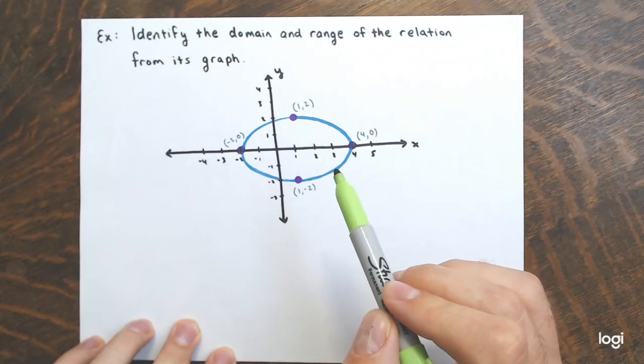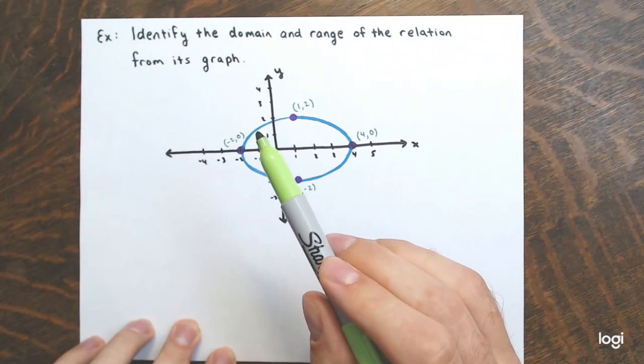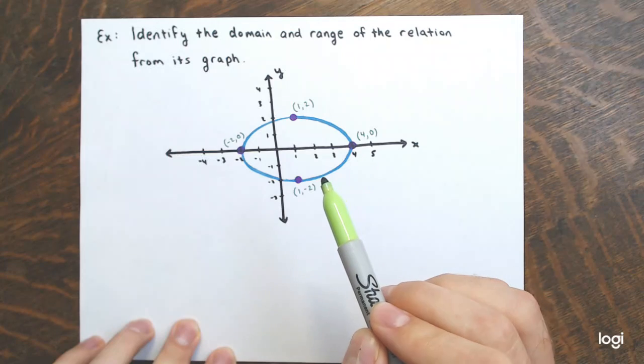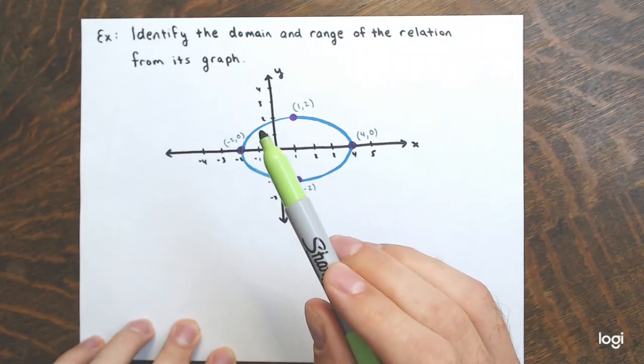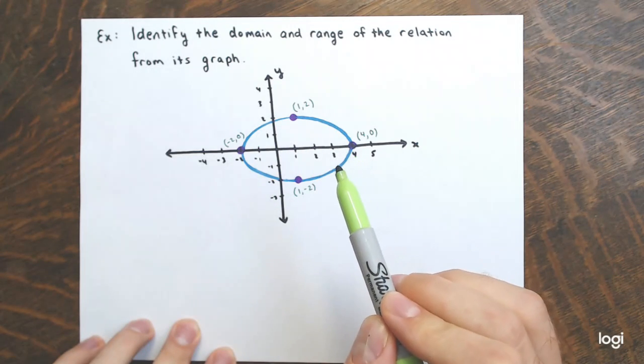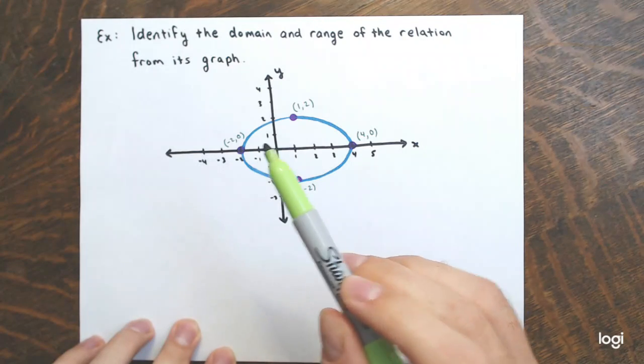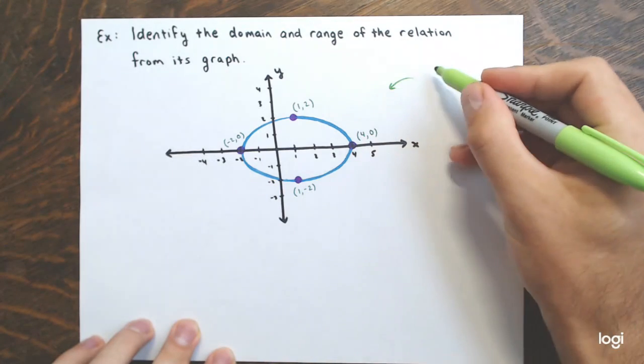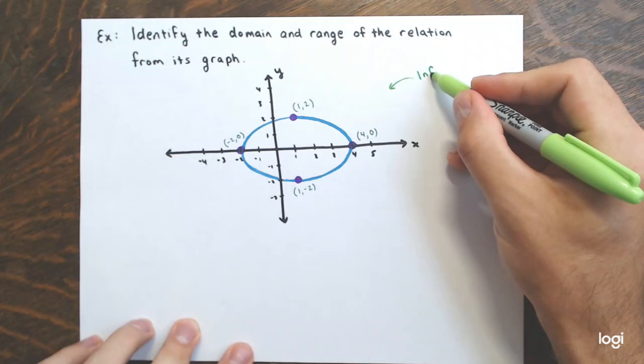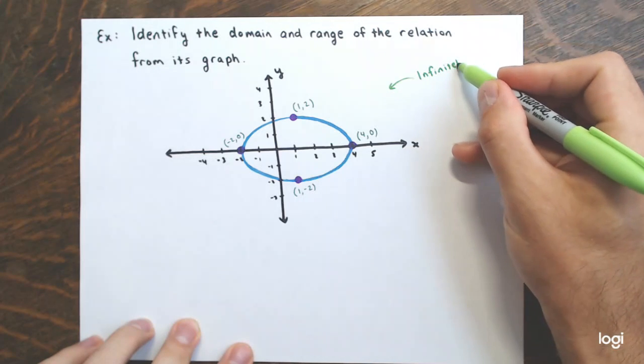You see this little oval shape, this ellipse, and all this light blue here. Every single one of these is a point. So this graph has infinitely many points on it. I'll put that off to the side.